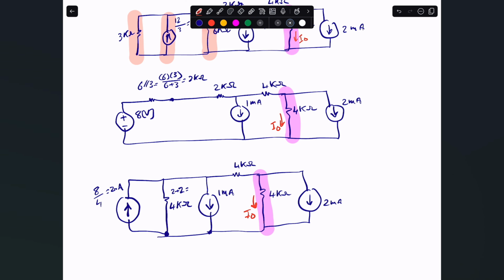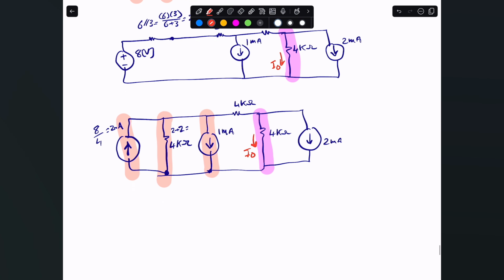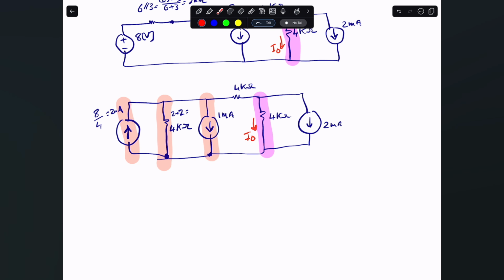All right, so what do we have now? These two are in parallel, and they're in parallel with the 4 kilo ohms. So I can technically combine the 1 going downwards and 2 going upwards into one source. That will be a current source going upwards by 1 milliamp, and then I convert it. So these two here will be converted to 1 milliamp going upwards because 2 is higher than 1. And then it will be in parallel with that 4 kilo ohms.